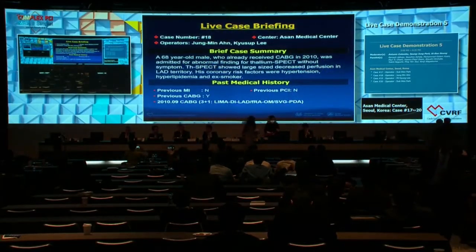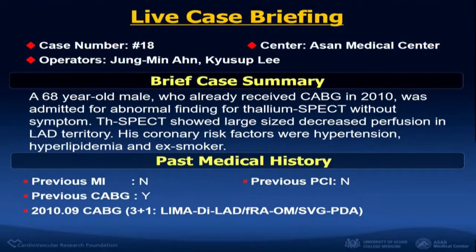The 68-year-old male who already received the CABG in 2010 was admitted for abnormal finding of thallium SPECT without symptom. Thallium SPECT showed large-sized decreased perfusion in LAD territory, and his coronary risk factors were hypertension, hyperlipidemia, and ex-smoker.